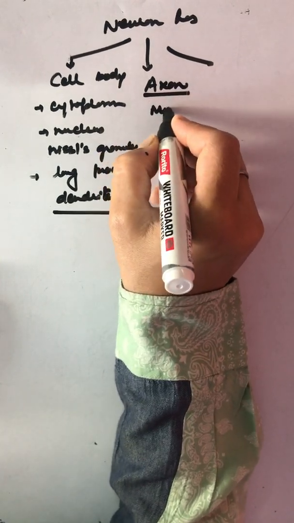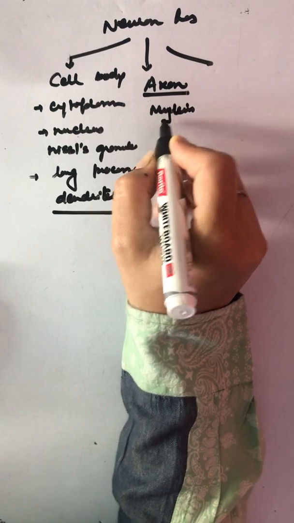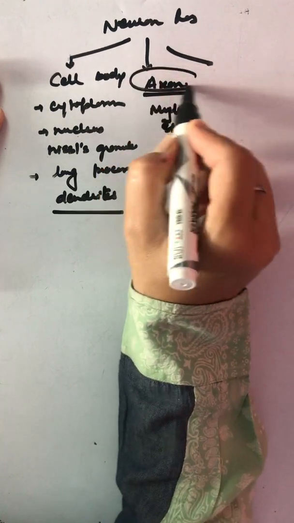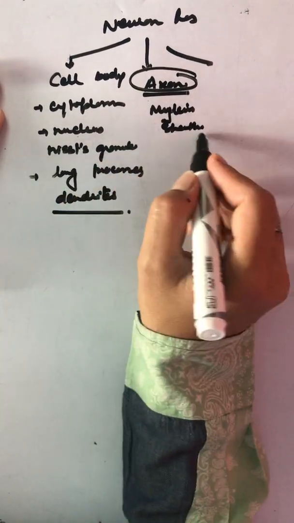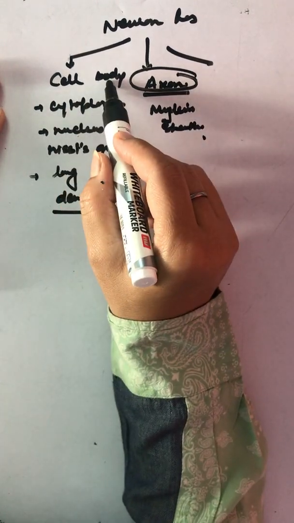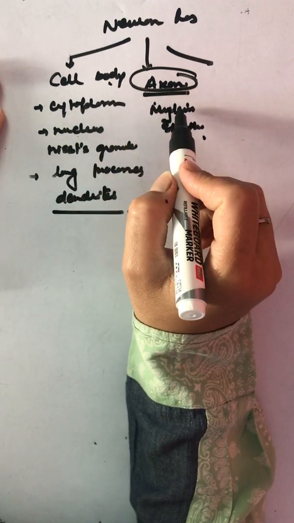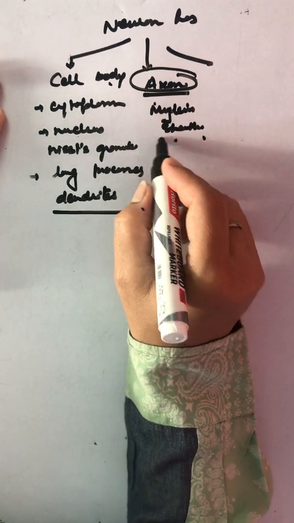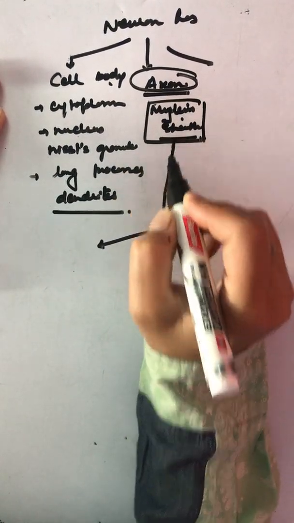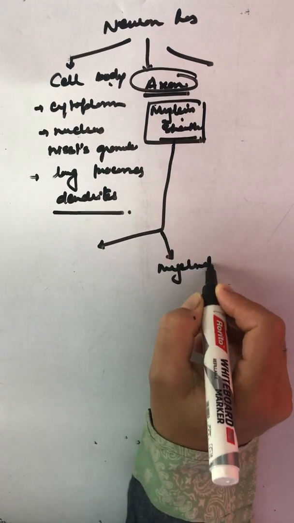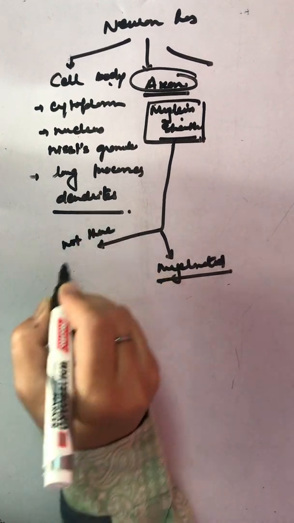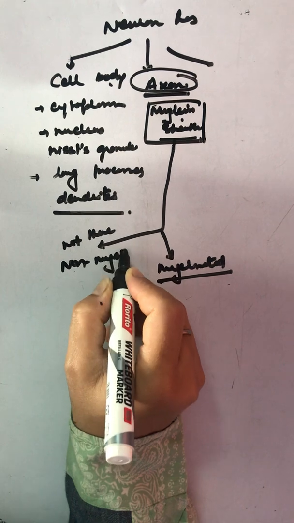Axon has a myelin sheath around it, okay, and what is the purpose of this axon? It transmits the impulse away from the cell body, right? And dendrites conduct the impulse to the cell body. Axon transmits the impulse away from the cell body. These are of two types, axons, on the basis of the branch. If the myelin sheath is present, then we call it myelinated. And if it is not there, we call it non-myelinated.